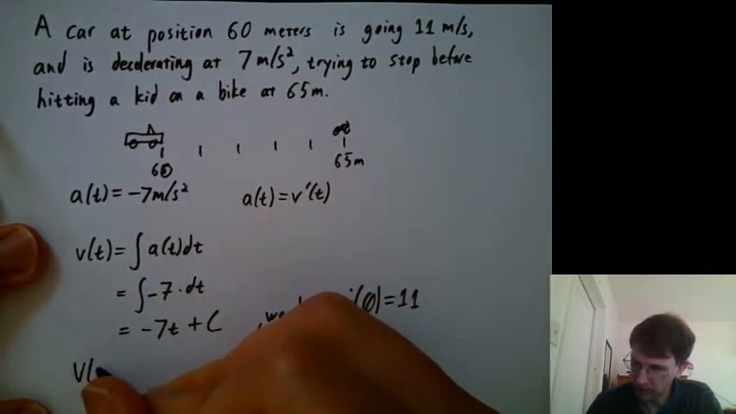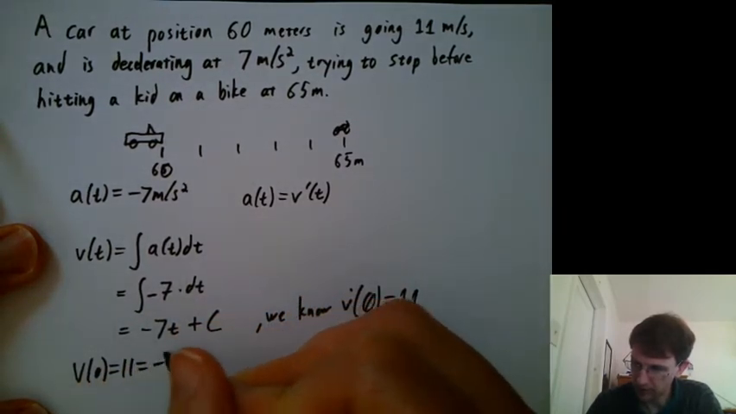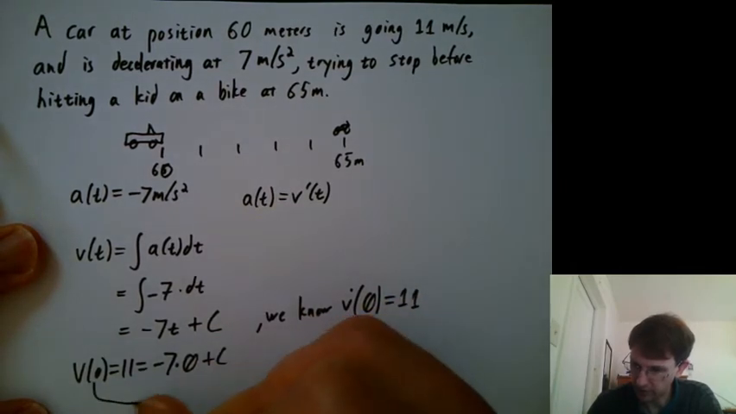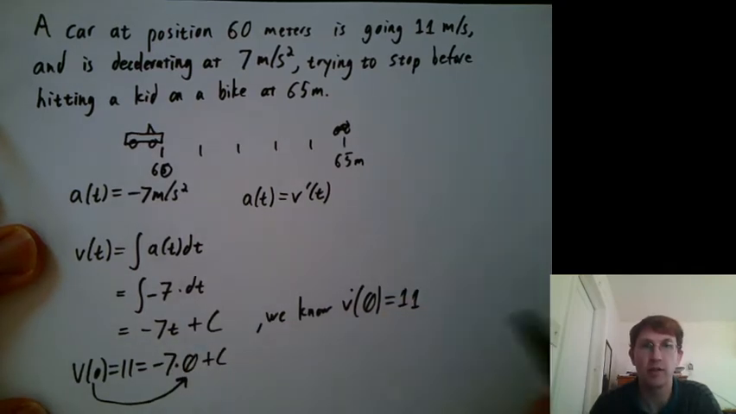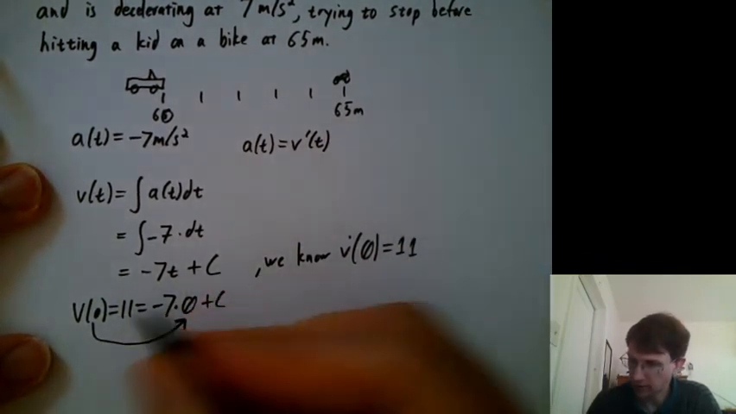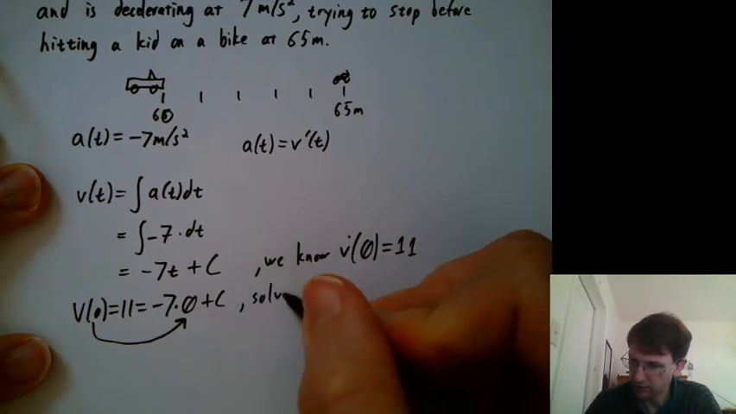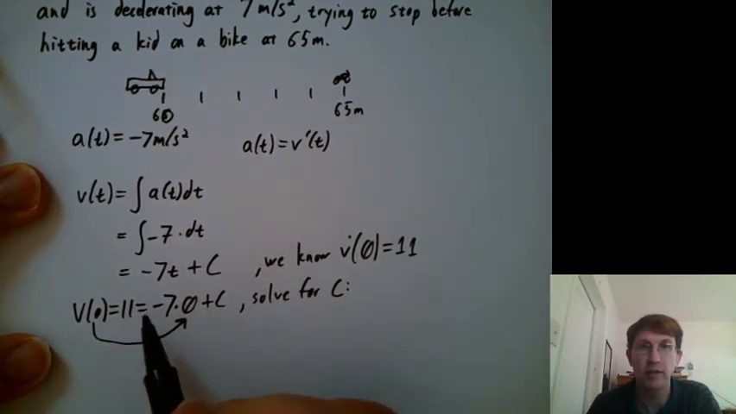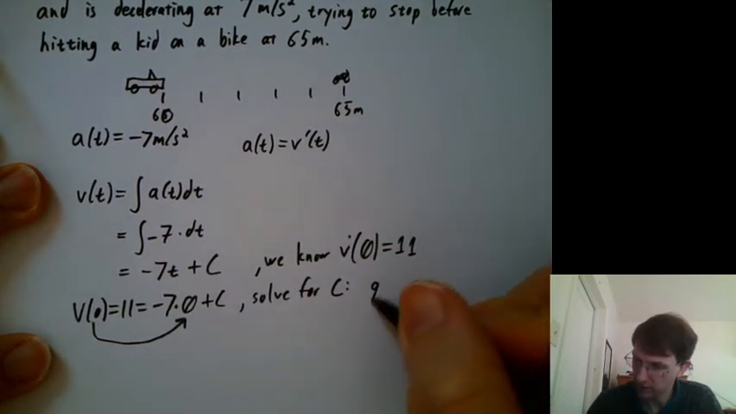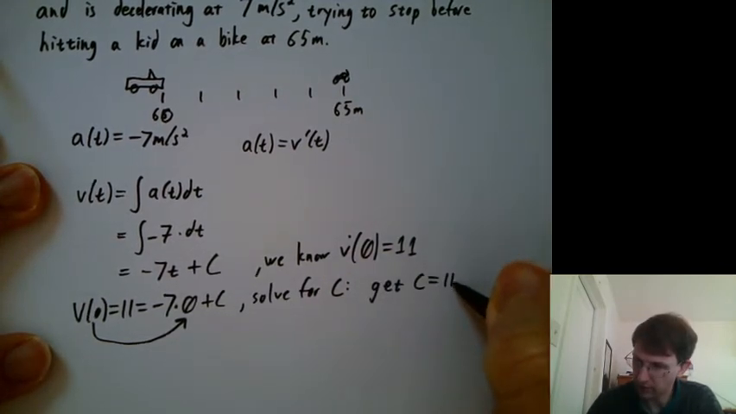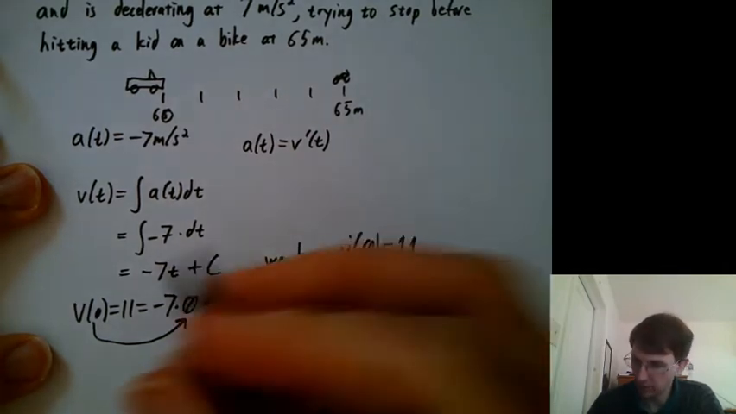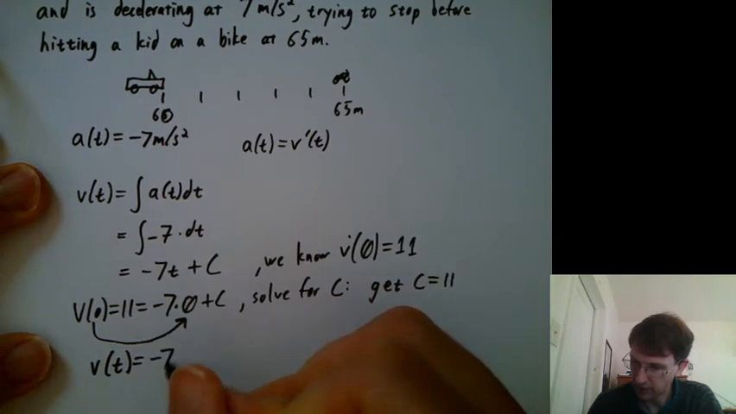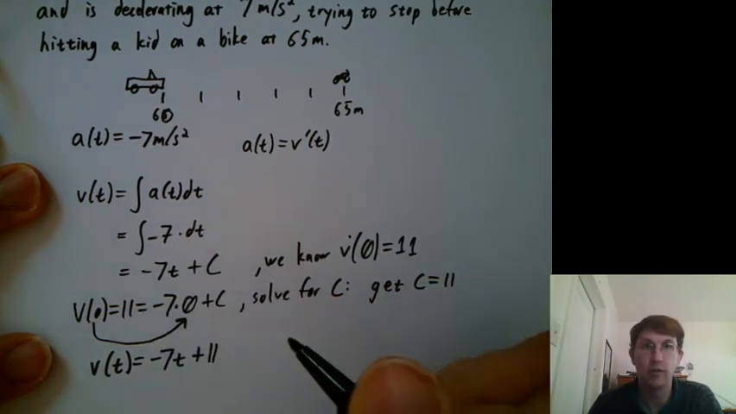So v at time 0 is 11, which is negative 7 times 0 plus c. So this 0 is becoming our t there. And solve for c. Actually, there isn't much solving to do. You just get 11 equals 0 plus c. So you get c equals 11. So we know v of t is negative 7t plus 11.